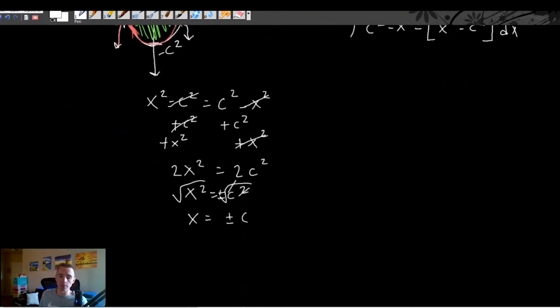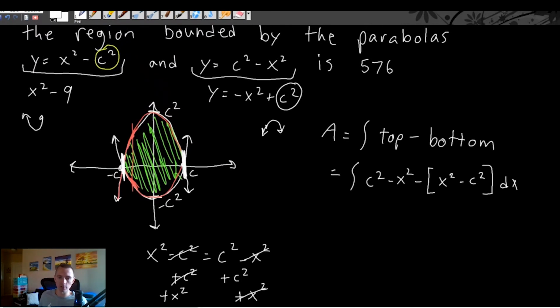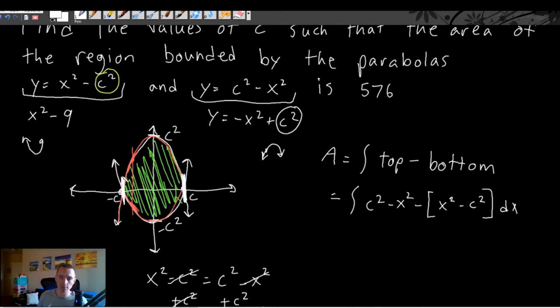That was important: when you take the square root of both sides of an equation to solve for a variable like this, you do need to take the positive and negative square root in order to account for both of those. So basically what that tells us is that the left edge of this region is negative c, so that's going to be our lower bound, and the right edge of this region is positive c, so that's going to be our upper bound.